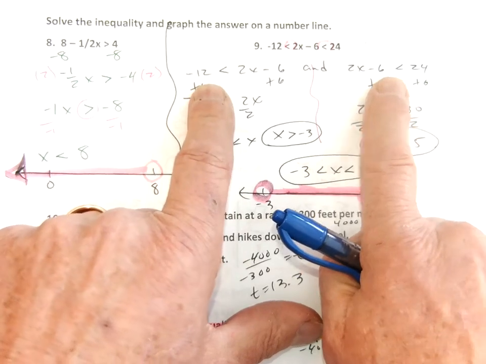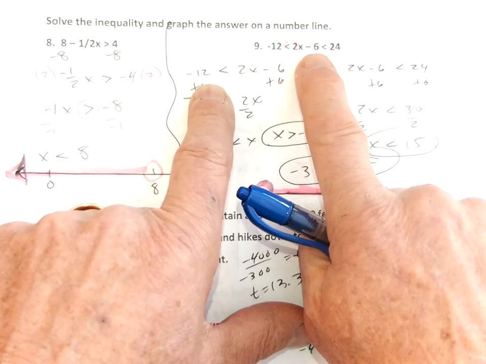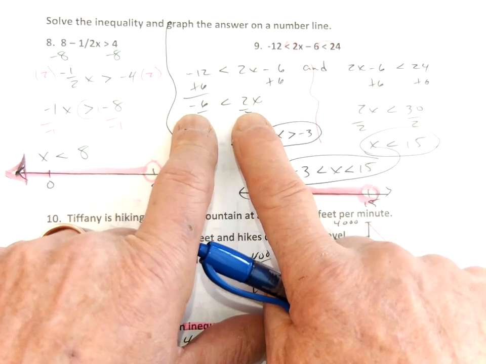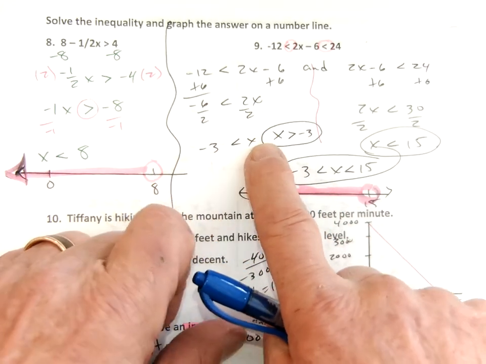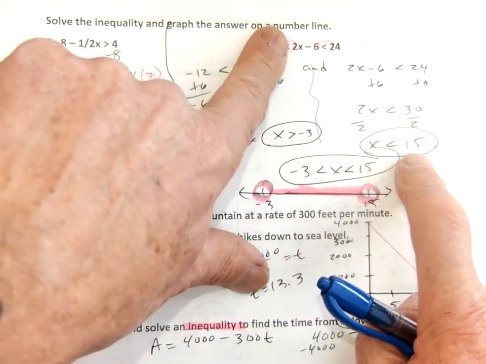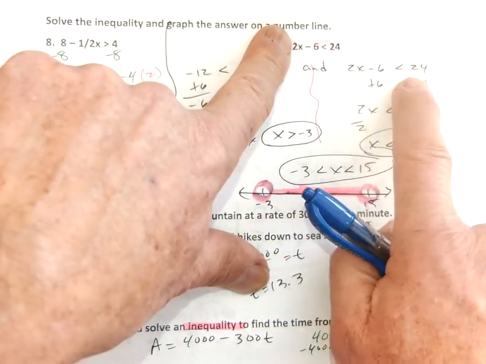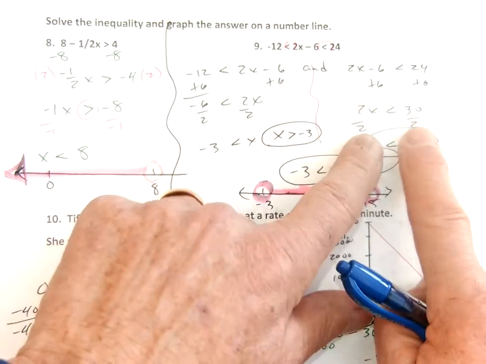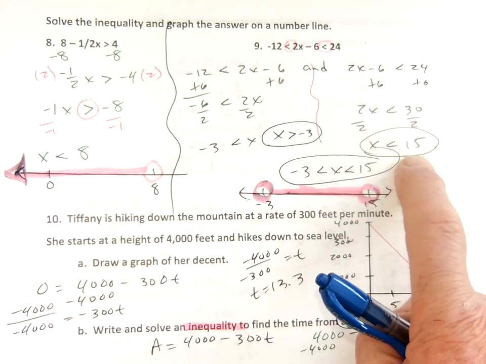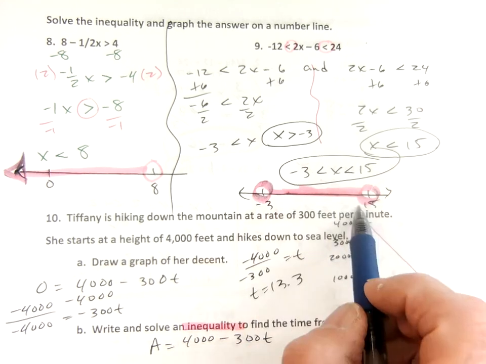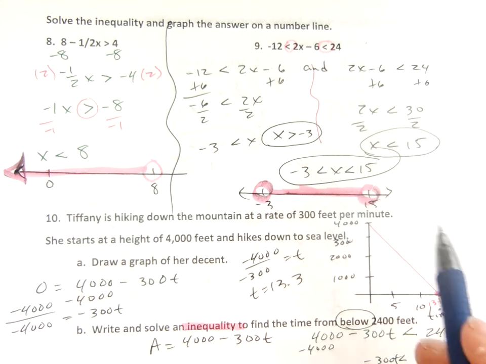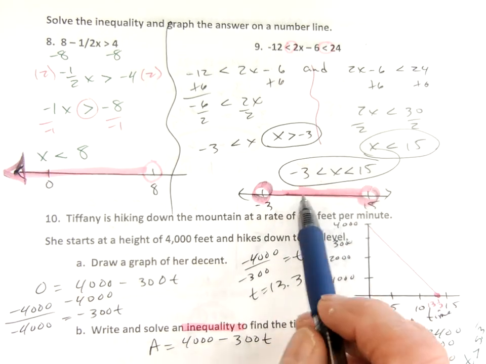9, since I have two signs, I have two equations. I have a negative 12 less than 2x plus 6, minus 6 both sides. Divide by 2. I get x is greater than negative 3. On the other equation, because there's two equations, 2x plus 6 less than 24, minus 6 gives me 18. Divide by 2, I get 9. So they're both open circle because there's no equal to. I have greater than negative 3 and less than 15.